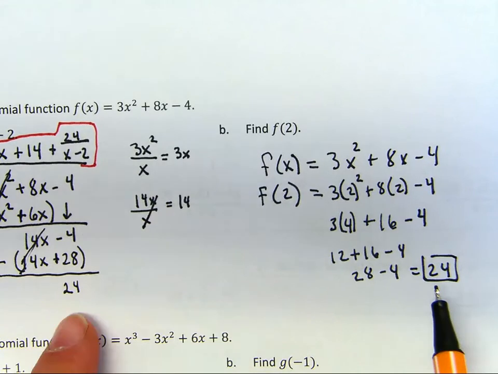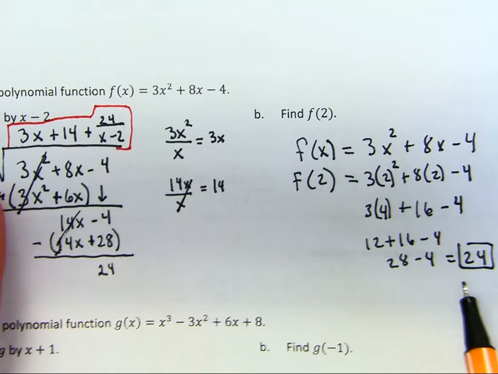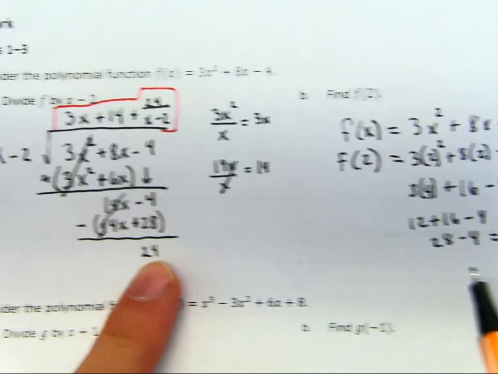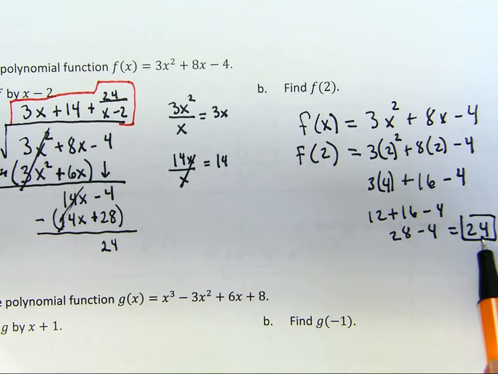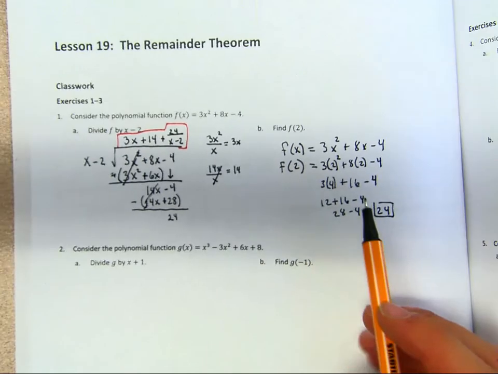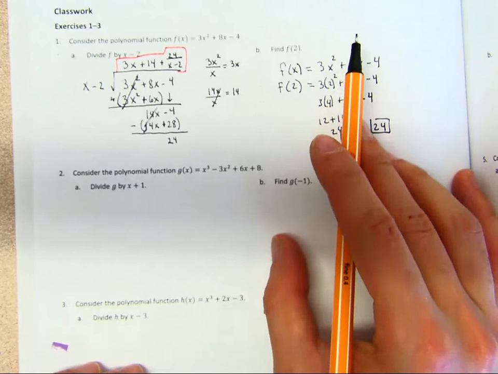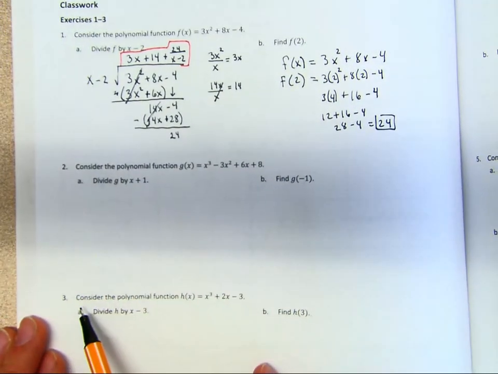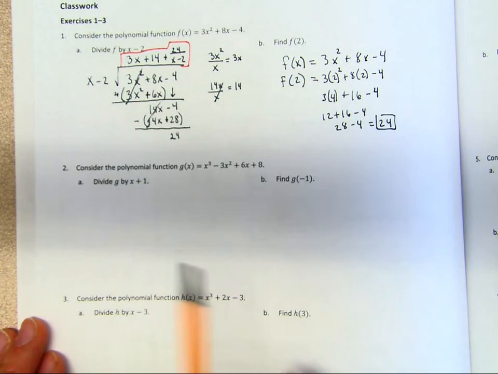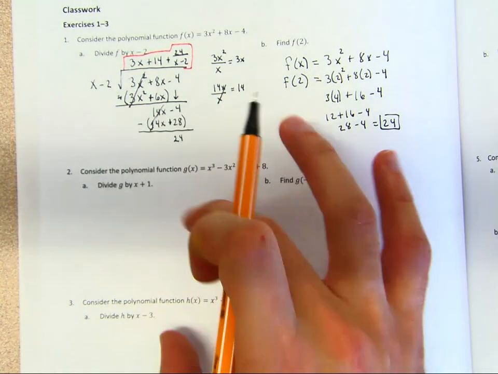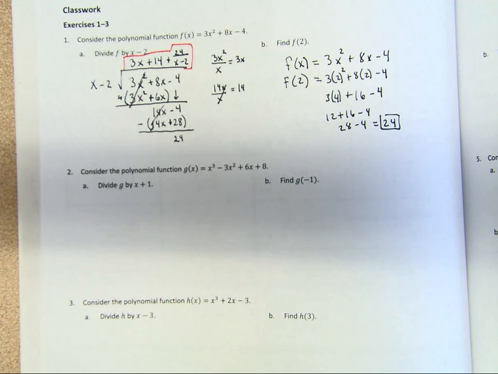There is a connection: notice that when I divided by x minus 2, my remainder was 24. When I plugged in 2, I got 24. Will there be some sort of connection within this lesson? What I'd like you to do is try to complete question 2 and question 3 by yourself, and see if you notice something. I'm going to pause the video and give you a chance to figure this out on your own.